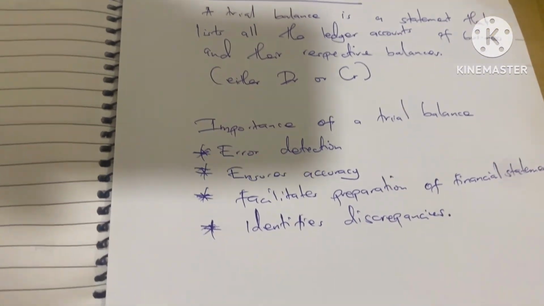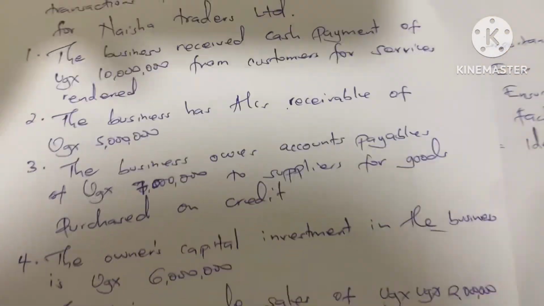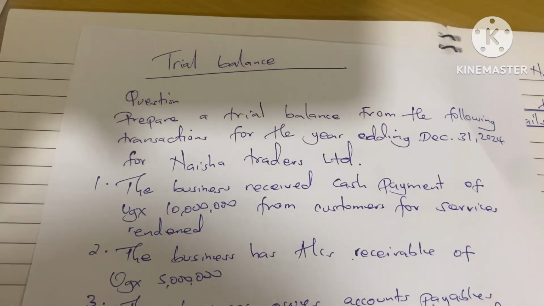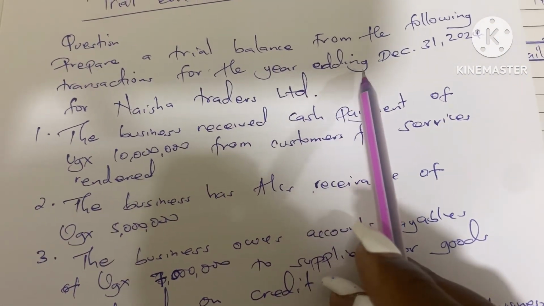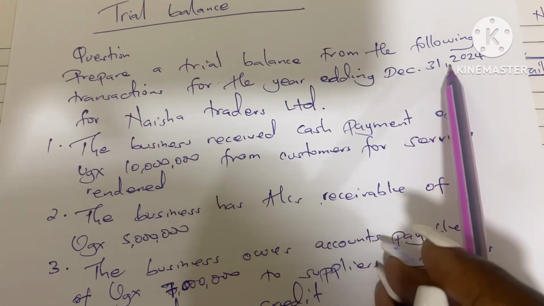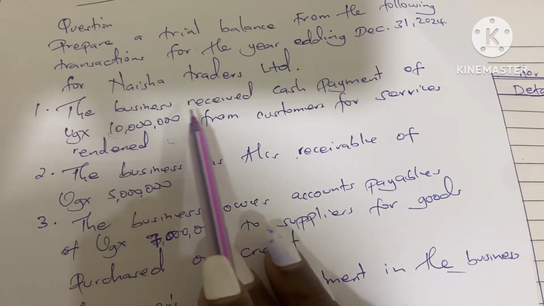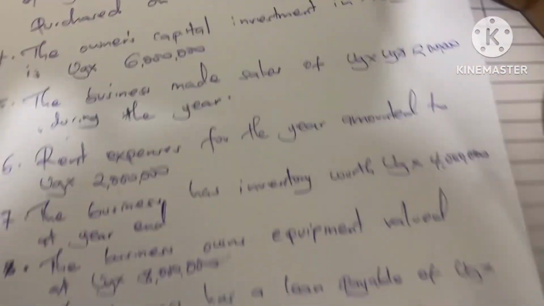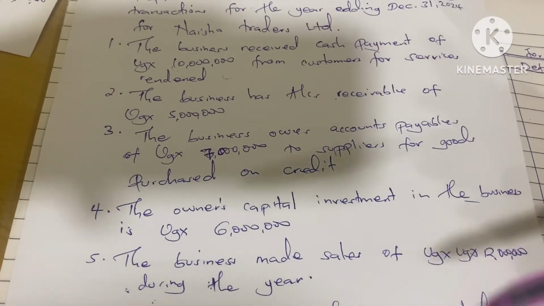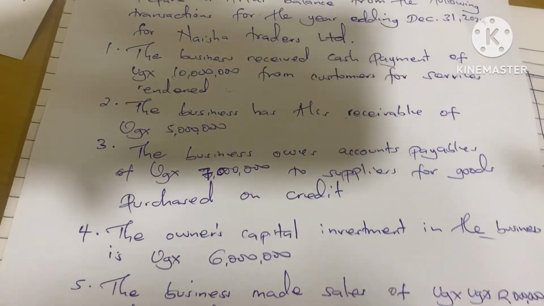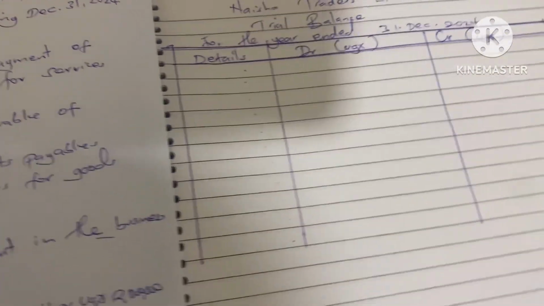So we are going to be having an example on the trial balance. The question says, prepare a trial balance for the following transactions of the year ending 31st December 2024 for Naisha Traders Limited. These are the details, and we are going to be reading one by one as we are recording in our trial balance. So the formatting of the trial balance is this one.